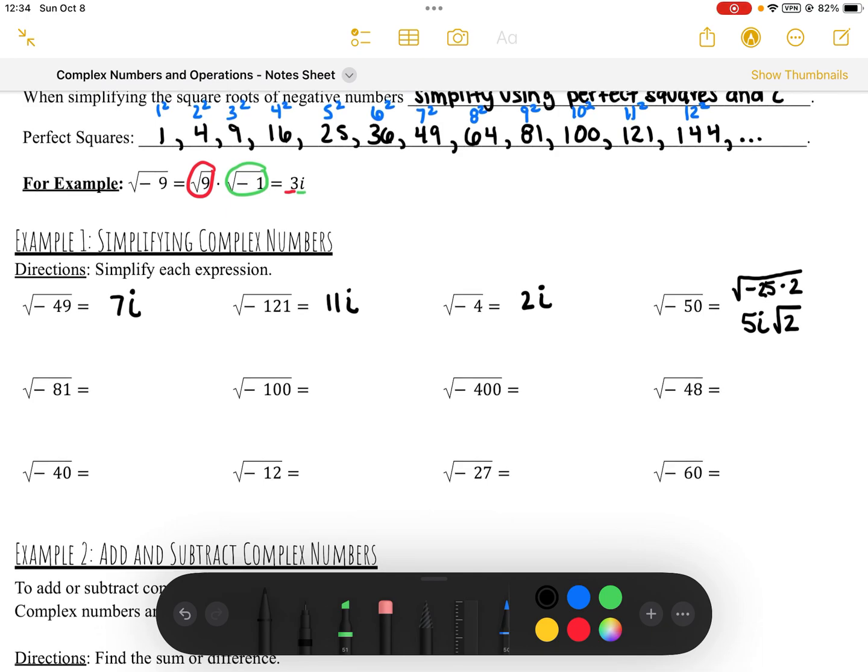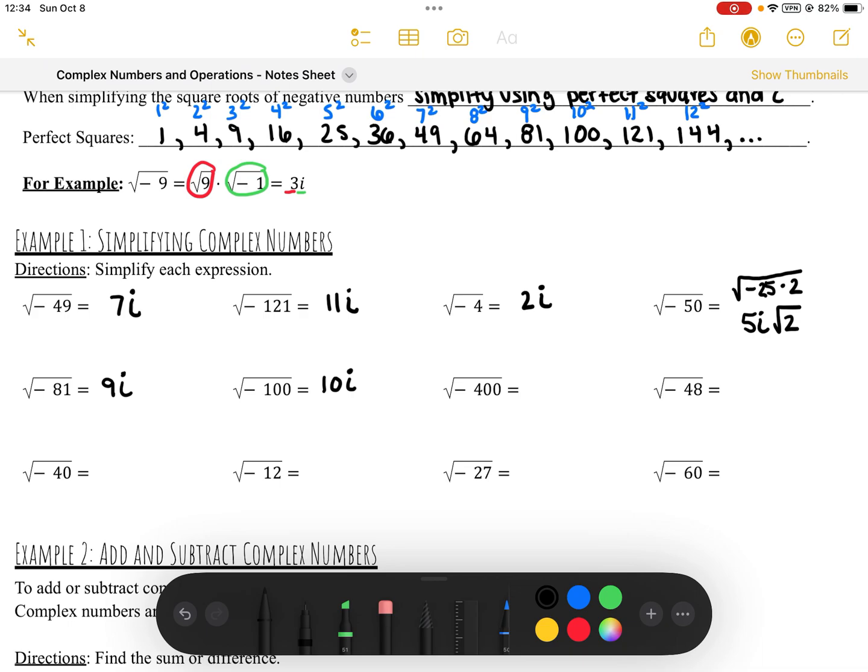Now I'm going to go ahead and look at the square root of negative 81. 81 is a perfect square. That's going to simplify to 9. And then I have the negative, so it's going to be 9i. Square root of negative 100. 100 is a perfect square. So the square root of that will give me 10. And then since it's negative, I have I. So 10i.